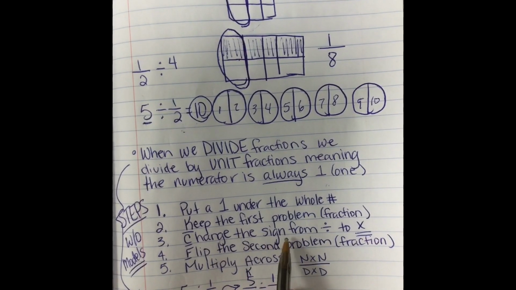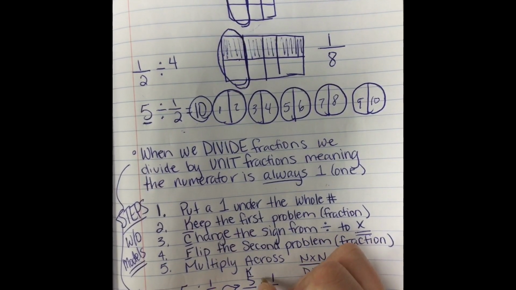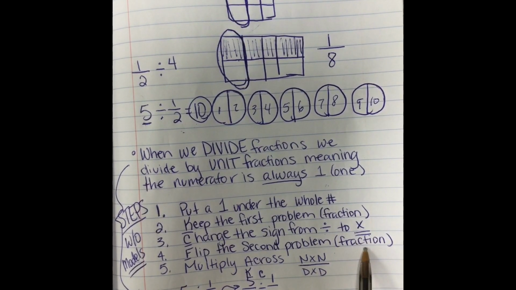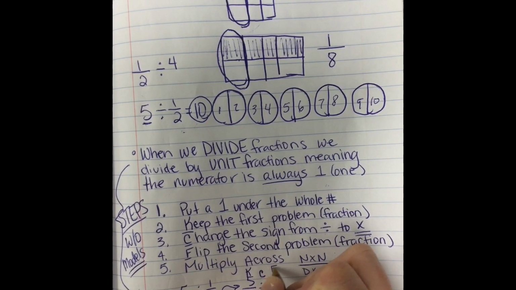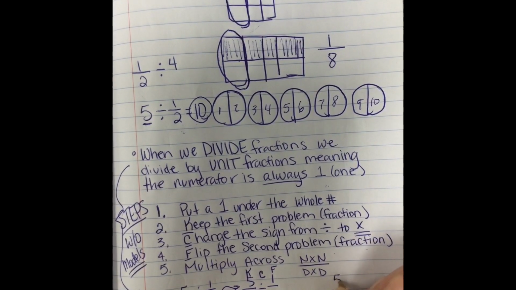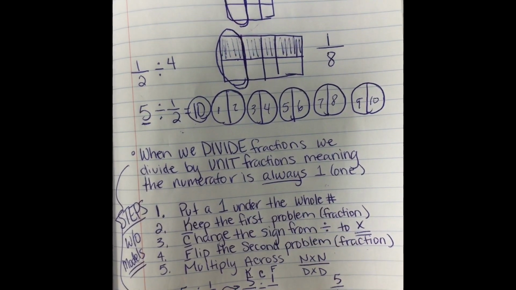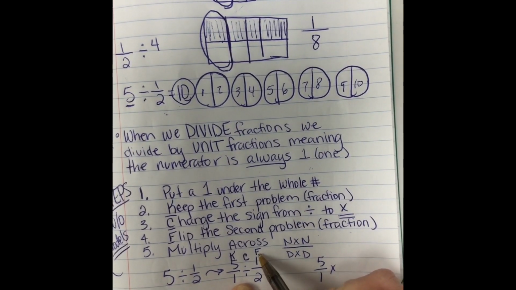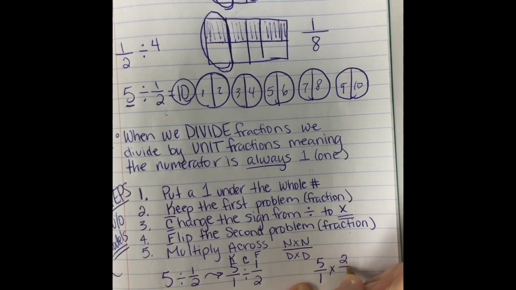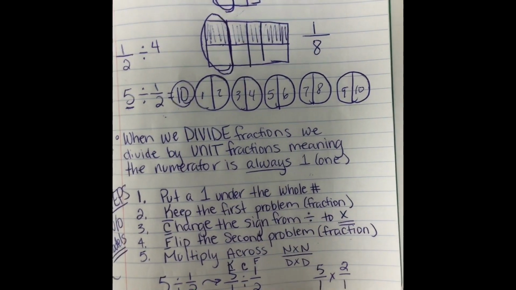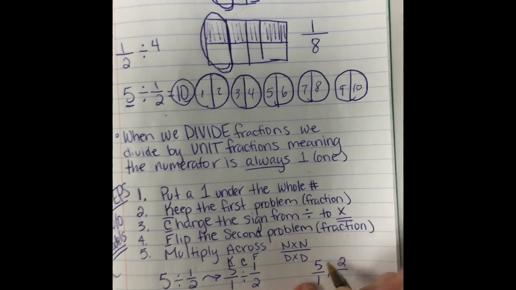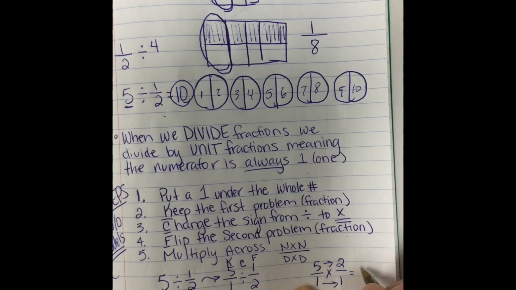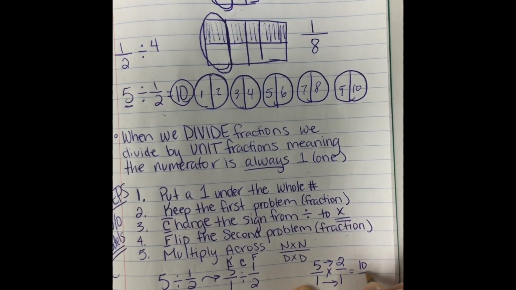So we're going to keep the first problem. We're going to change the sign from division to multiplication. So this is our change. And then we're going to flip the second problem or fraction. So 1/2 is going to flip. So keep the first one, change the sign from division to multiplication, flip 1 over 2, so it's going to become 2 over 1. And then last, we're going to multiply across. Numerator times numerator, just like we did with multiplication. Denominator times denominator. 5 times 2 is 10. 1 times 1 is 1.